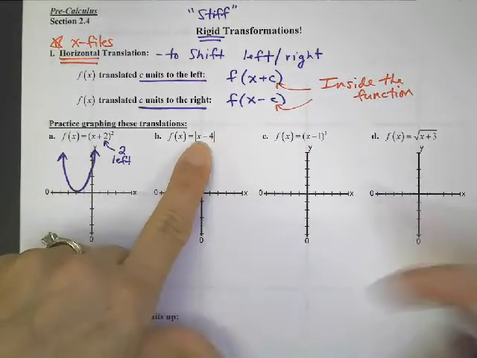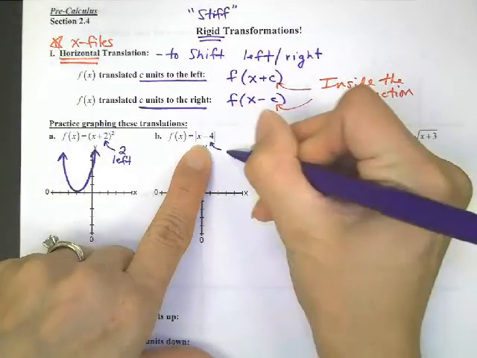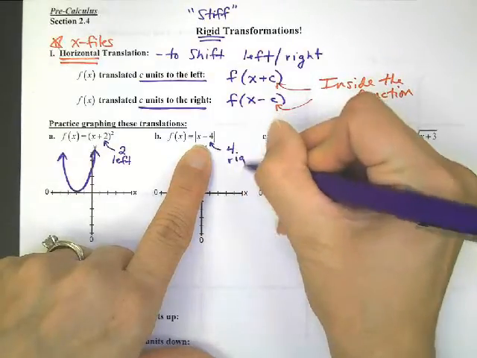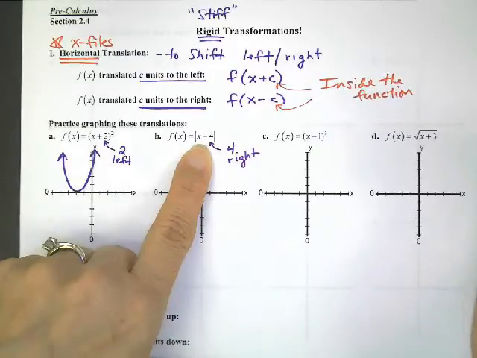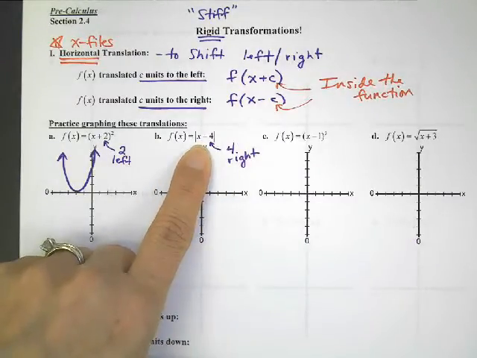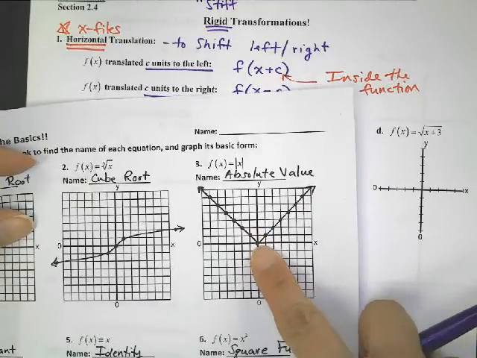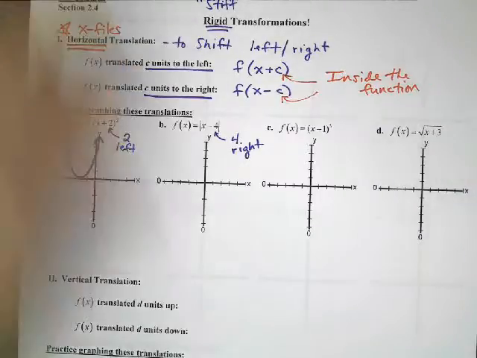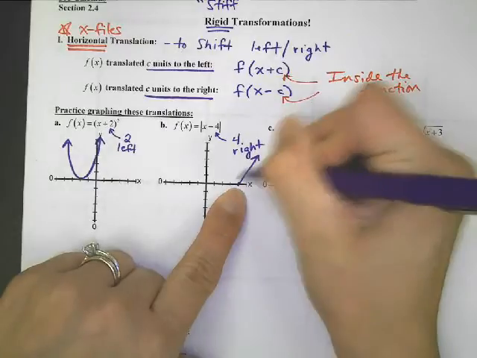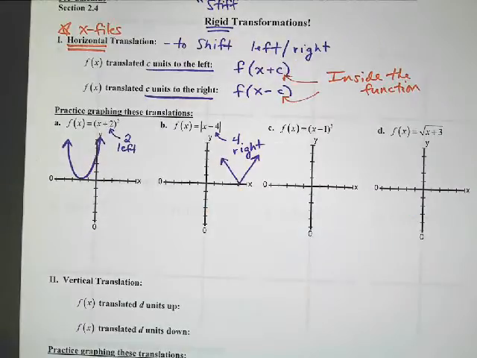All right, part B. Is that 4 inside? Is it inside the absolute value? And the answer is yes. So that means 4 units to the right. I was expecting left, but that means to the right. Okay, and what does the absolute value graph look like? The absolute value graph right here looks like a V starting at the origin. Except this one needs to go 4 to the right. 1, 2, 3, 4, and that's where we're going to put our absolute value graph. That's where the V is going to go.